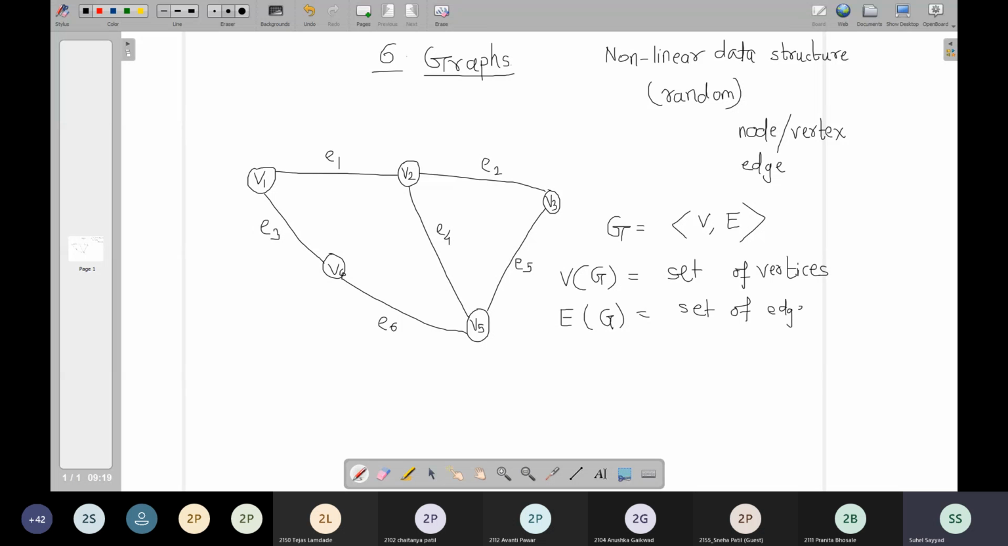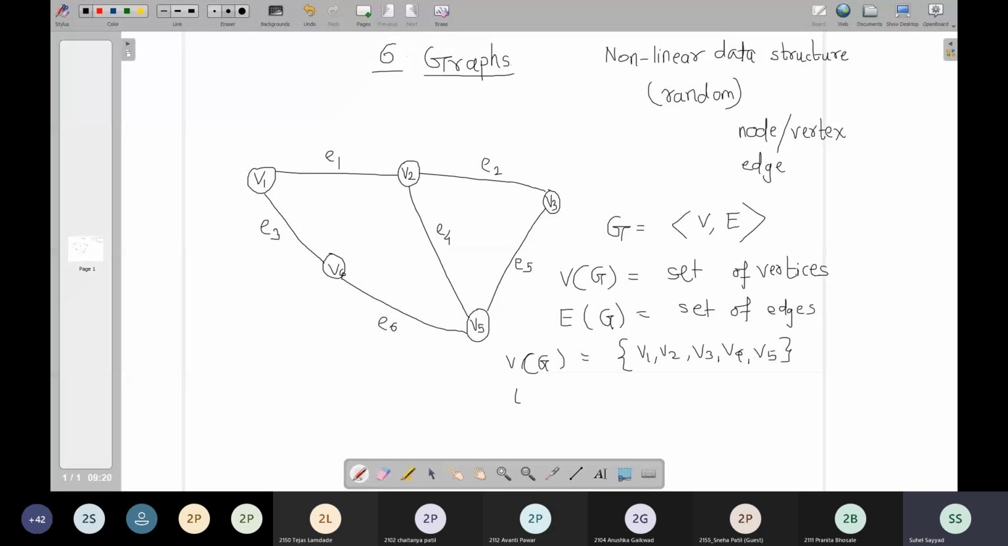So is the basic definition of graph understood? What is graph? Graph is defined as V comma E, where V is the set of vertices and E is the set of edges. Now in this particular example which I have drawn here on the left hand side, what is my V of G? My V of G in this example is the set of vertices. So what are my vertices? V1, V2, V3, V4 and V5. These are my 5 vertices. So this is my set of vertices.